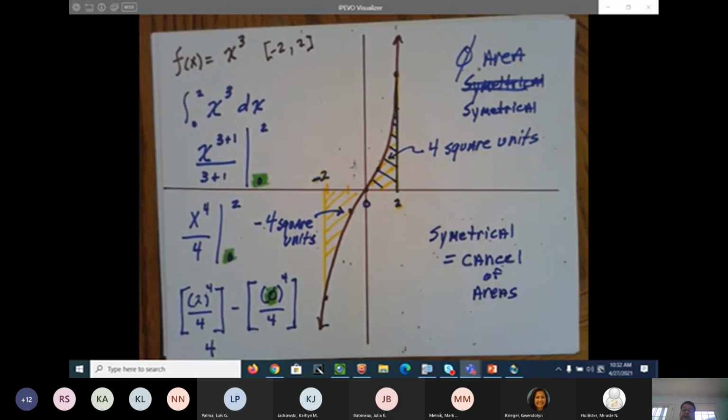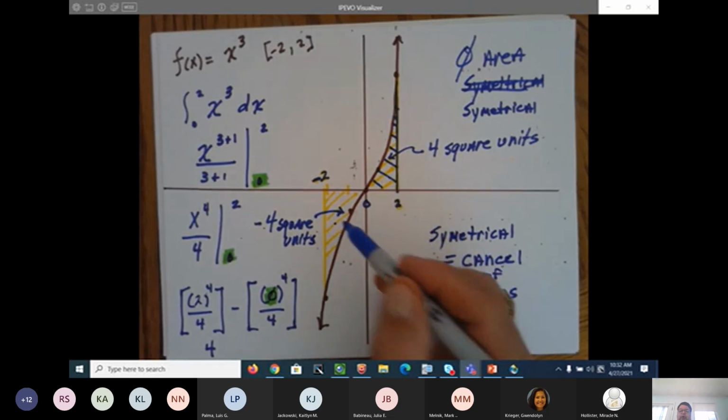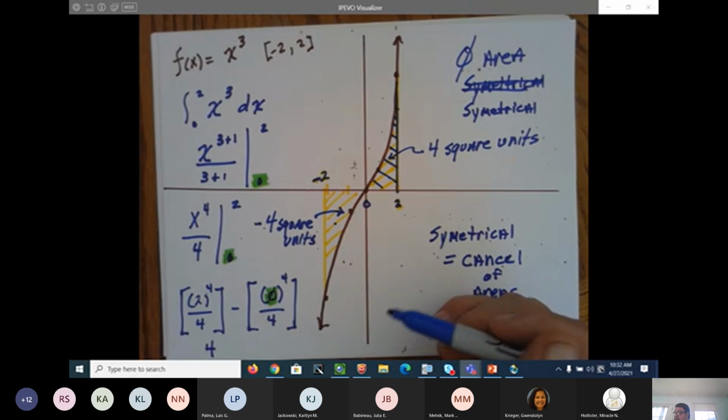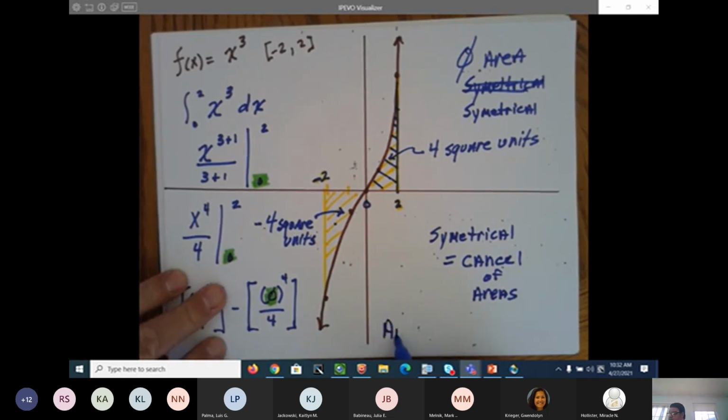But the question may say, what is the area of both? The area of both is 8 square units. Okay? Area of both is equal to 8 square units.